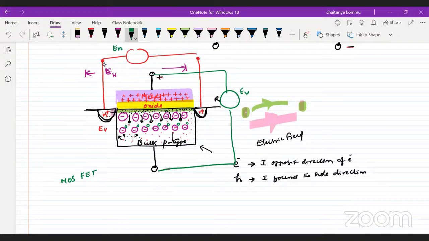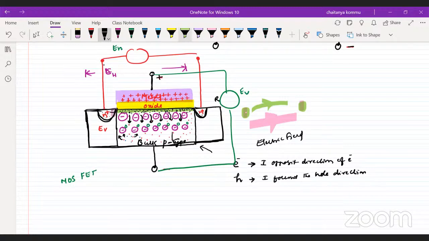Okay, but it is not possible to leave the source and drain like this, they should be there in the bulk, right? So therefore, we have to extend the bulk from this place to this place and from here to here. Okay, so therefore this is all about the structure of the MOS transistor.